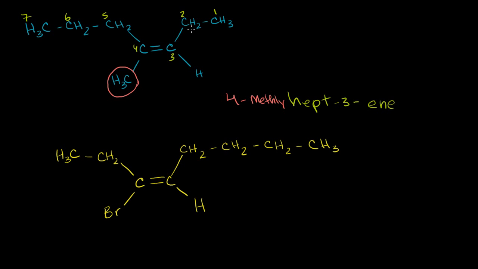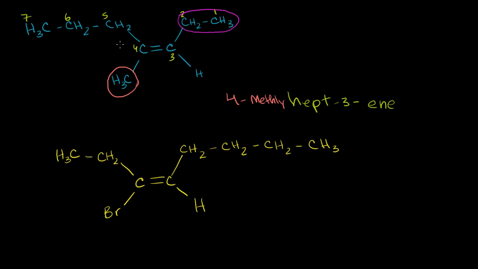And to do that, we first have to identify the higher priority group on each side of the double bond. Let me circle it in magenta on each side. On the right side of the double bond, we only have one functional group right over here. You could view this as an ethyl group. That's pretty obvious. There is no other functional group bonded to the carbon. There's only a hydrogen over here.